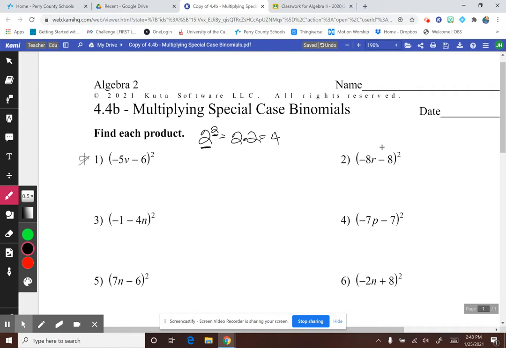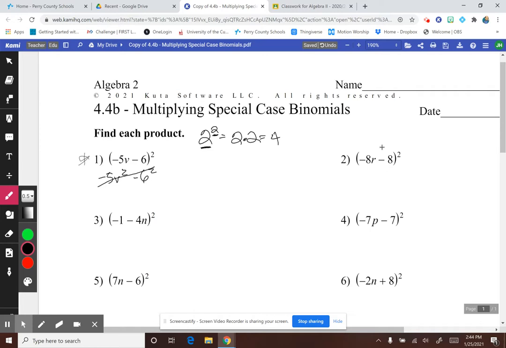When you have a binomial that is being squared, I want you to recognize that it is saying the same thing. What a lot of students do when they get something like this is they think, well, this is the same thing as just taking negative 5v squared and taking negative 6 squared. They do that math and come up with an answer, but that's not truly how this is to be done. This is not correct.